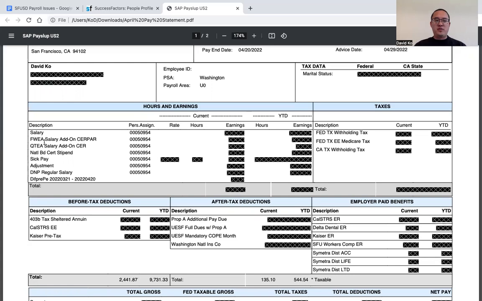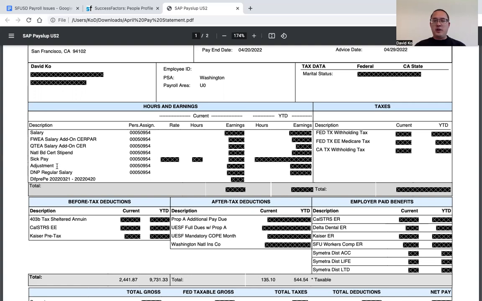You have two different add-ons, FWEA and QTEA. These are from city propositions and parcel taxes for additional funding for us. These are separate line items that, at least in theory, should have consistent numbers, but that has not always been the case, as we'll see in just a moment. I have a national board certification stipend, which not everybody has, but is $5,000 a year. I took a sick day, and so there's a separate line item for sick pay. And then there is an adjustment.